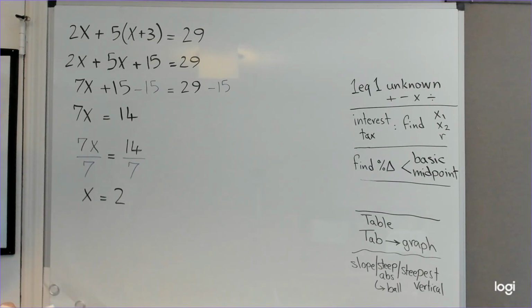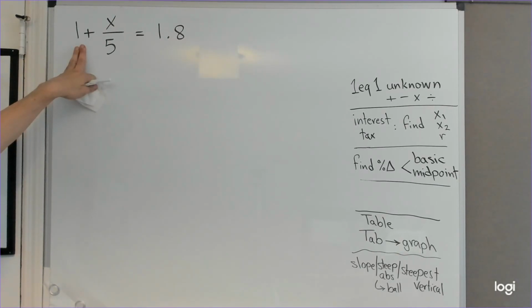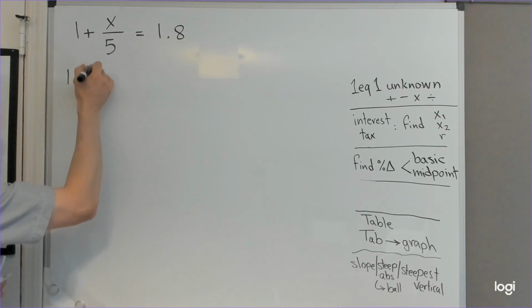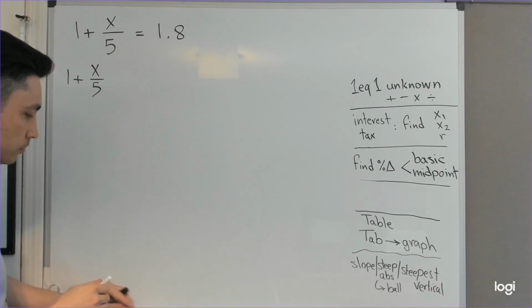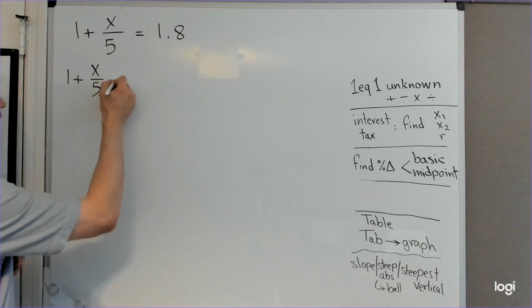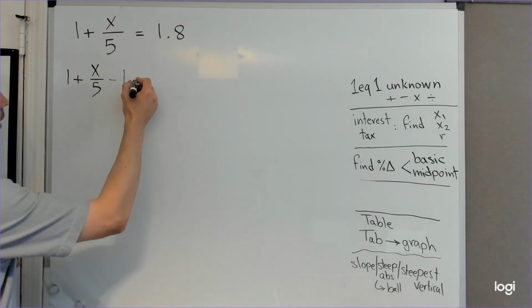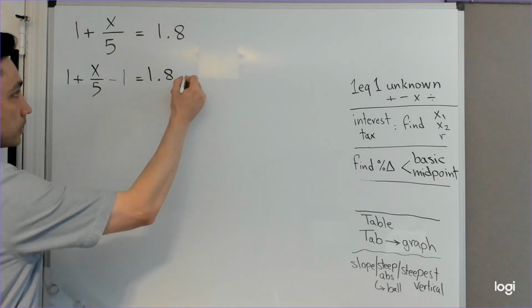Let's make it a tiny bit more complicated. 1 plus x over 5 equals 1.8. So let's begin with eliminating 1 on the left by subtracting 1. So I have 1 plus x over 5 minus 1 equals 1.8 minus 1.